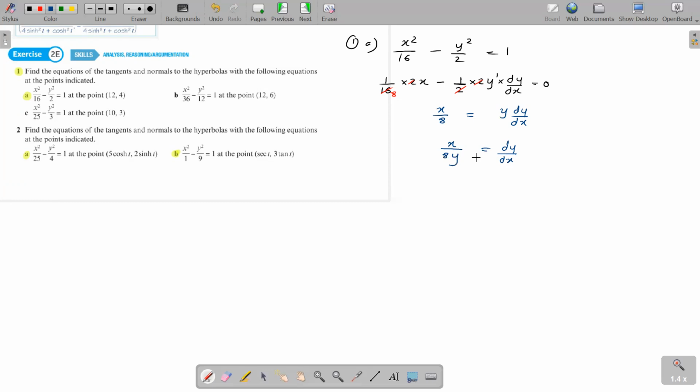So now let's input the values. The coordinate is (12, 4), right? The x and y. So dy by dx of the tangent gives me x over 8y. x is 12 over 8 times y, which is 4. How much is 12 over 8 times 4? Can I know the simplified answer? 3 over 8.